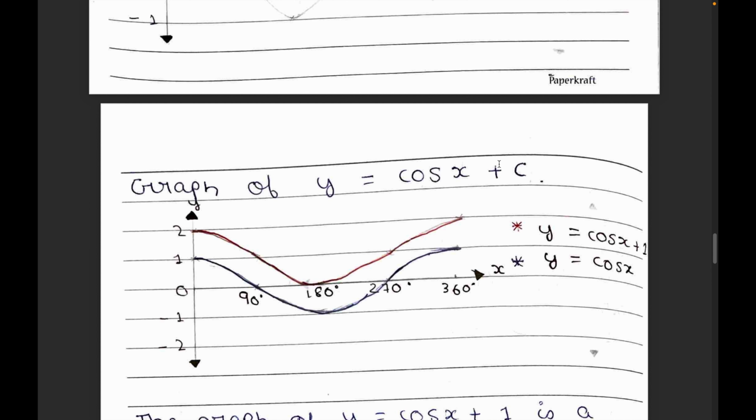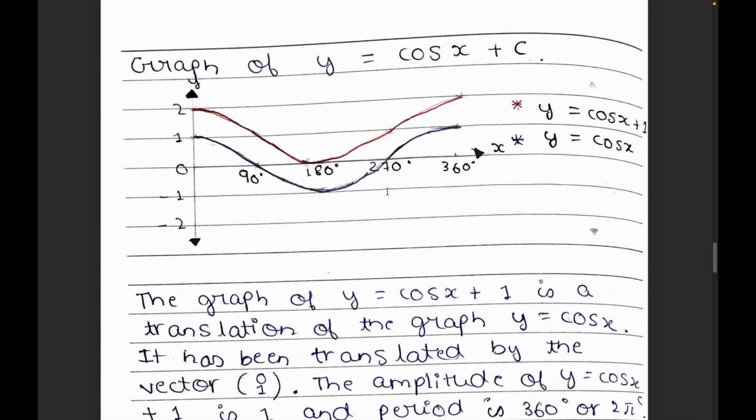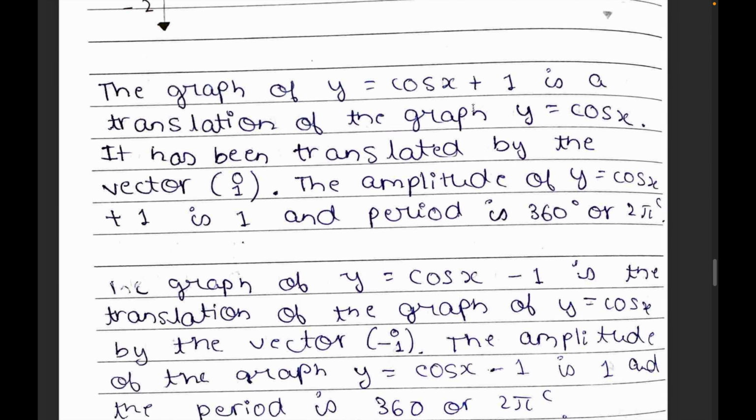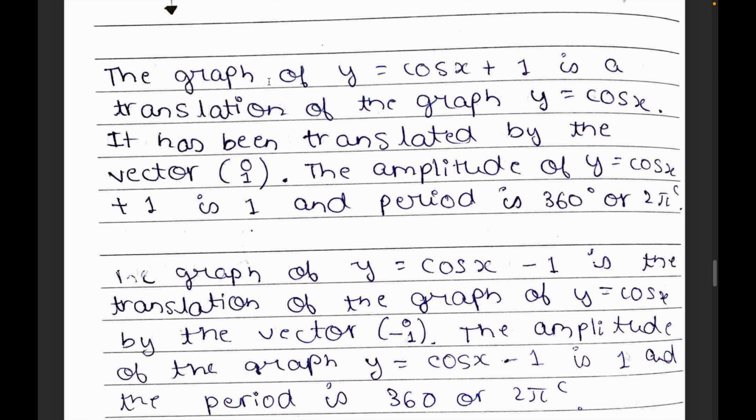We have cos x plus c, then it's going to translate by the vector 0, c. So this is y equals cos x, and then we shift that 1 unit up. So this is what we get. This is the explanation. It's very similar to the sine x one. The graph of y equals cos x plus 1 is a translation of the graph y equals cos x. It has been translated by the vector 0, 1, and the amplitude of y equals cos x is plus 1.